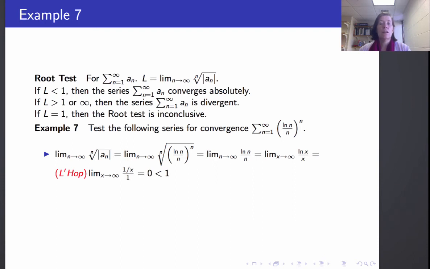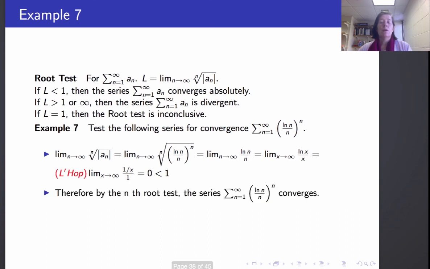And now this is an indeterminate form of type infinity over infinity, so I can use L'Hopital's rule here. Replacing the n by an x, I take the derivative of the numerator and denominator, and this is equal to the limit as x goes to infinity of 1 over x over 1. And of course, as x goes to infinity, 1 over x goes to 0, so this whole thing goes to 0, which is less than 1. So my conclusion is that this series converges because of the nth root test.